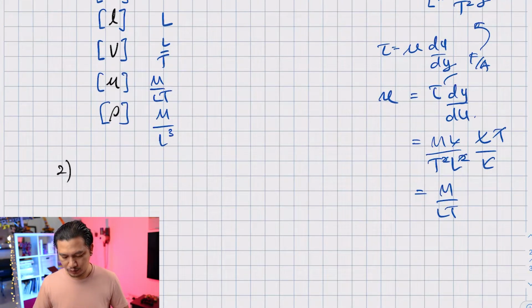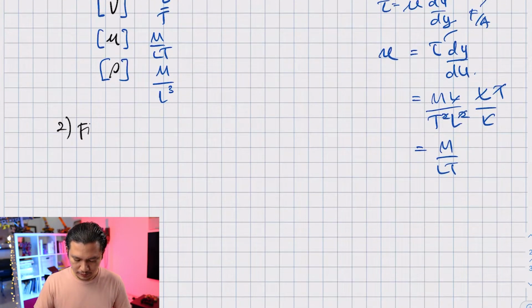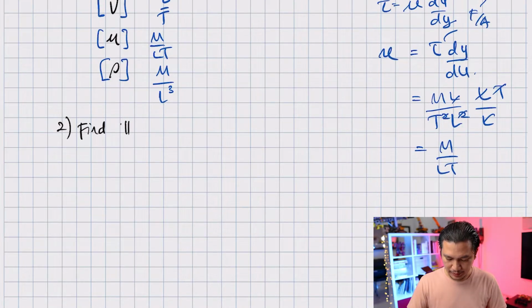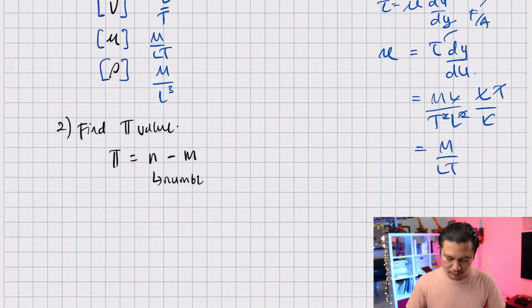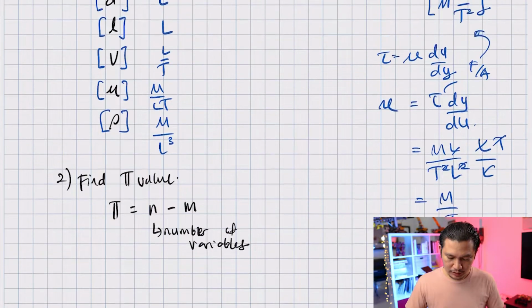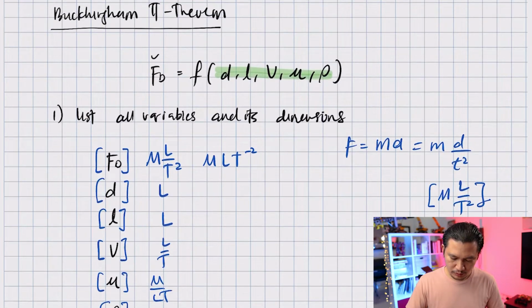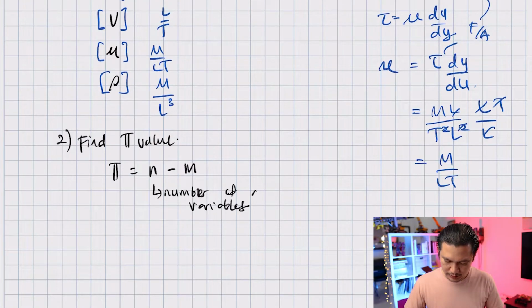And for the second step, what you need to do is find the value of pi. And pi is equal to n minus m. Okay, now let me explain to you what n and m are. N is simply the number of variables. And in our case, the number of variables is 1, 2, 3, 4, 5, 6. So that will be your n. Simple enough, right? So n is 6.